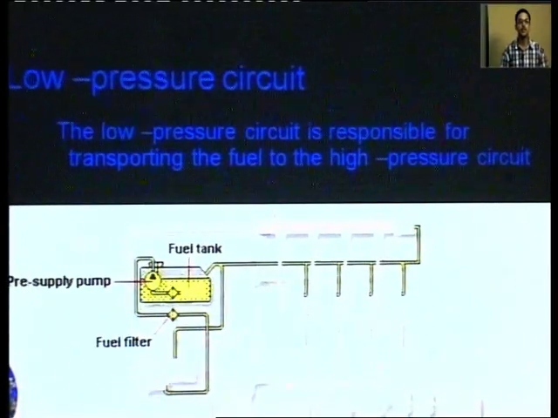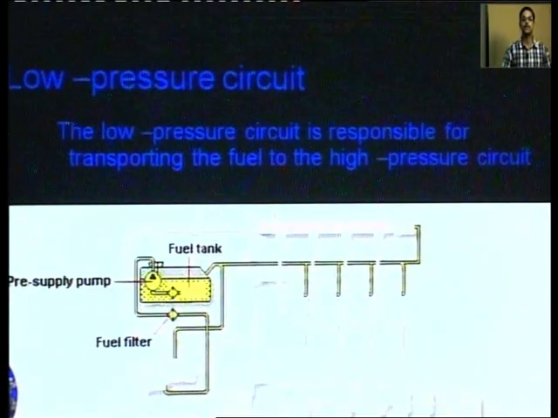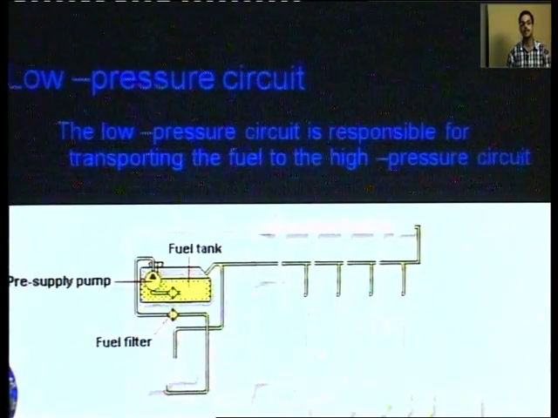Then the low pressure circuit. The low pressure circuit is responsible for transporting the fuel to the high pressure circuit. As you are watching, after the fuel filter from the pre-supply pump, there is a circuit on the lower left section. Below the fuel filter there is a pipeline going inside.